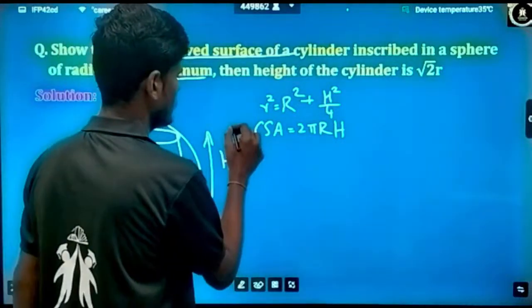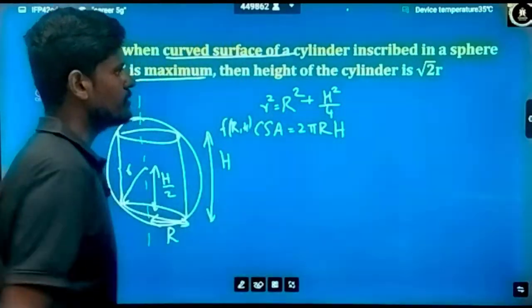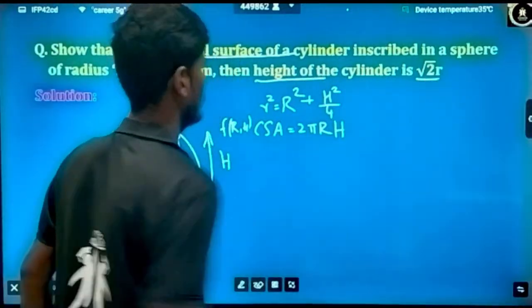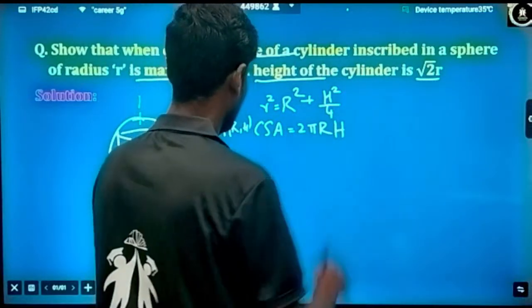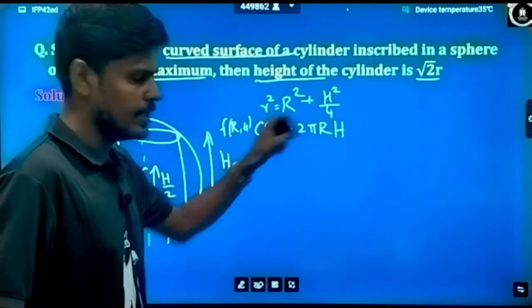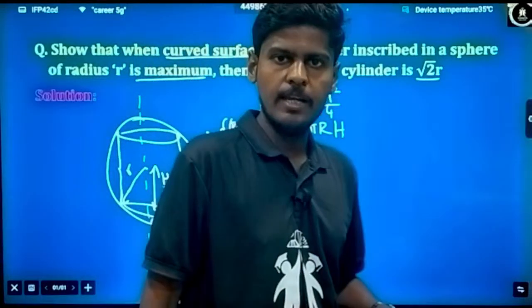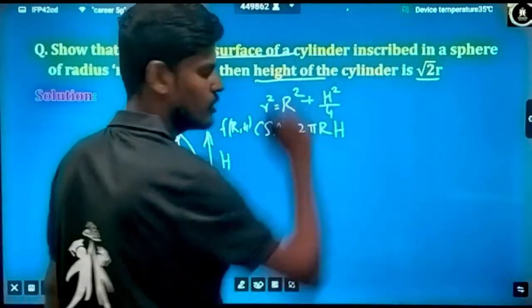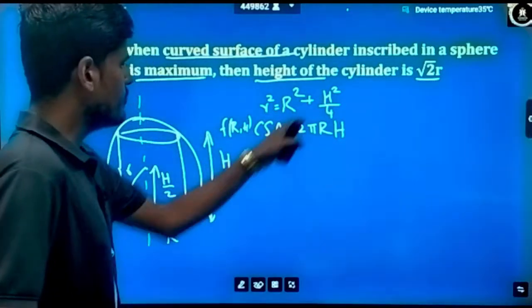Here this function is in terms of R and h. Next, what we need to do? The height of the cylinder is root 2r, so we have to find h. We have to write this curved surface area in terms of h. Then we can find f dash at h equal to 0. Why is that? Because the height is equal to root 2r. That is what we need to prove. So we have to write it in terms of h.